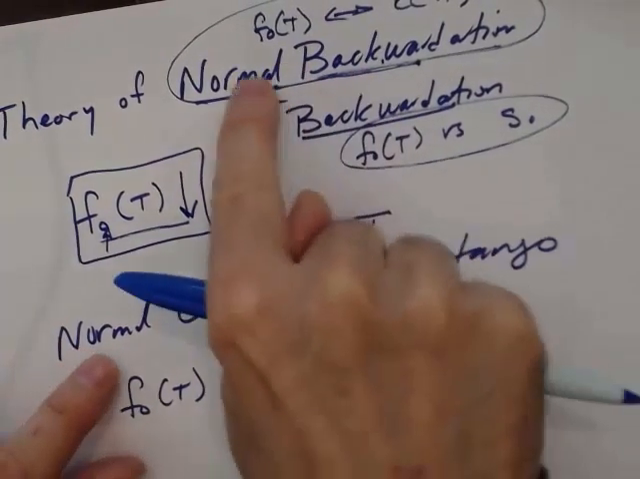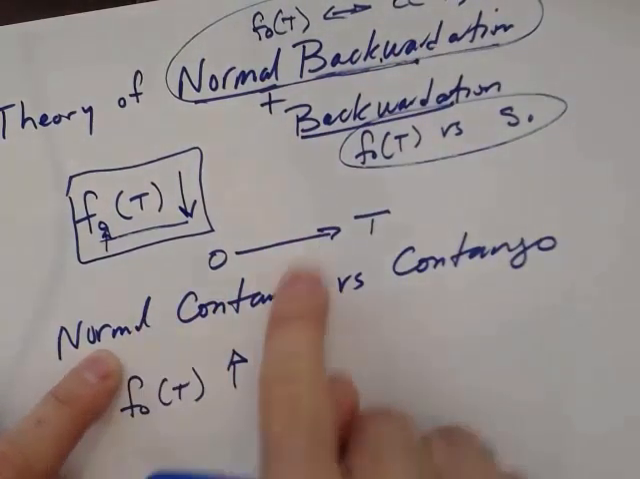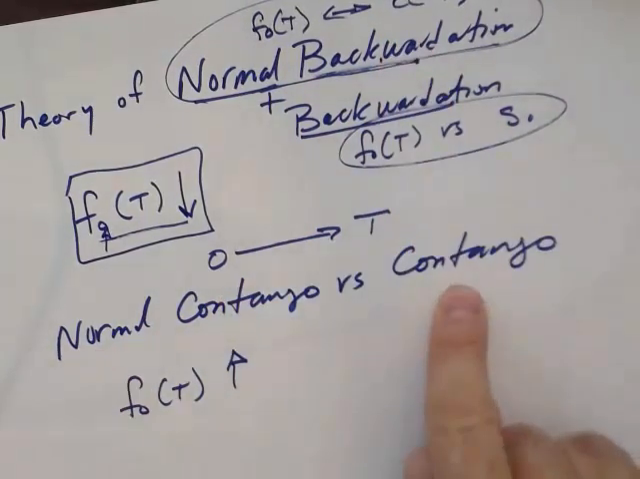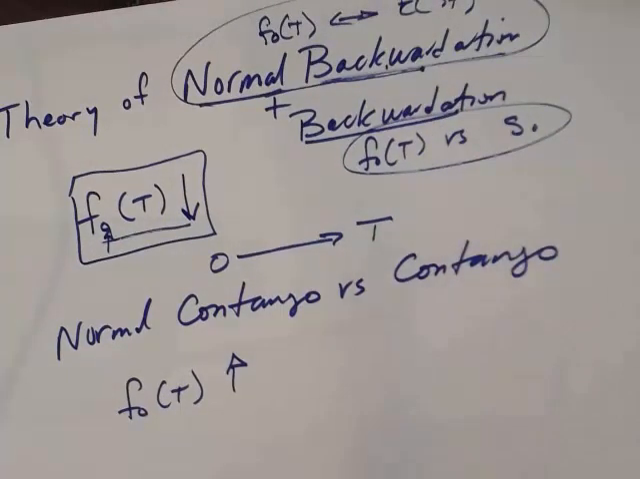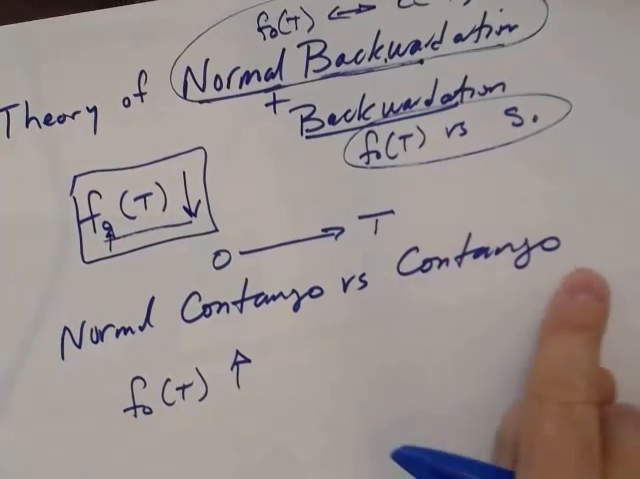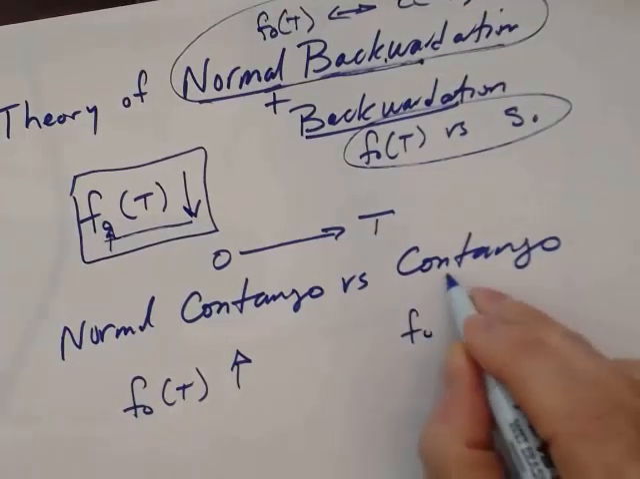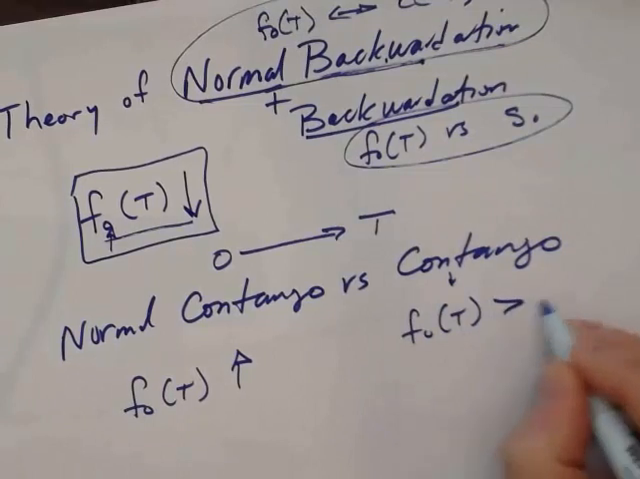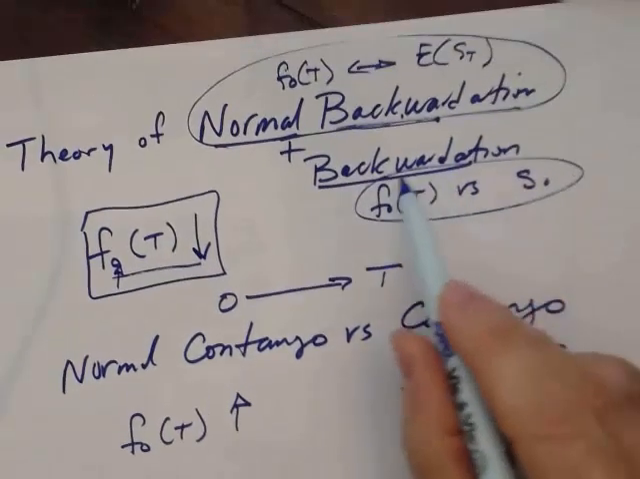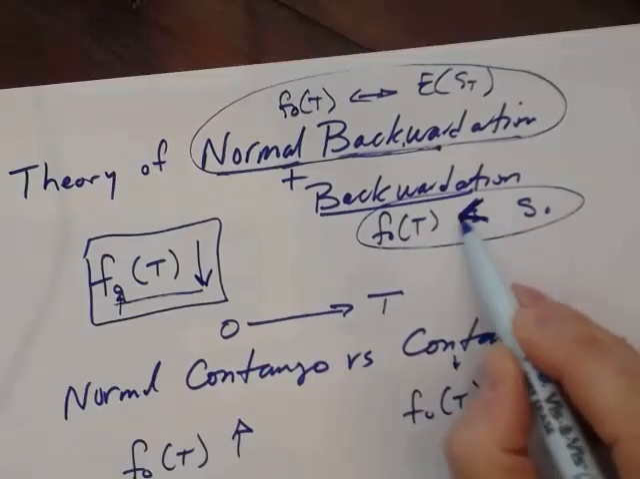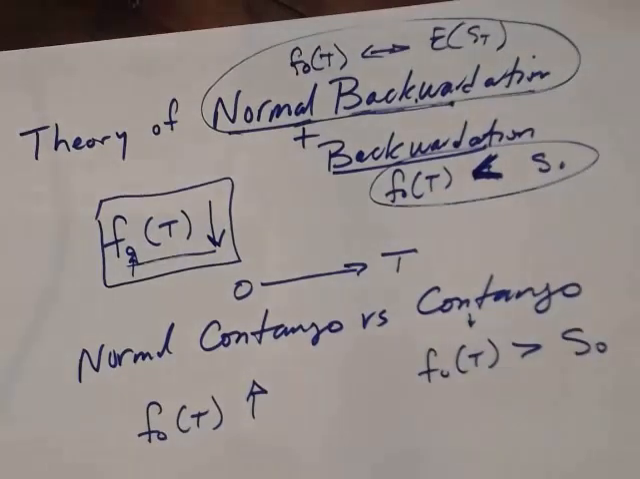So you can think of normal backwardization and normal contango as a process over time, and think of contango and backwardization as where the futures price is relative to the spot. What we're saying here is that for contango, the futures price is above the spot, whereas with backwardization, the futures price is less than the spot. Now I summarized the ideas on page 12.